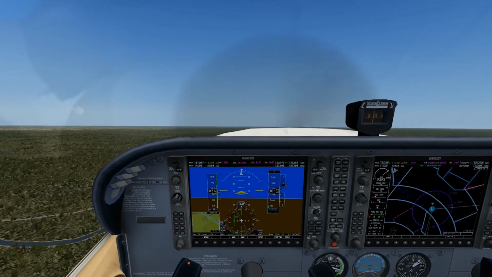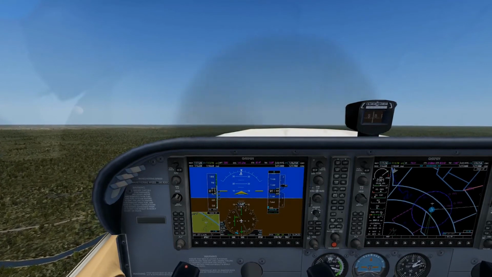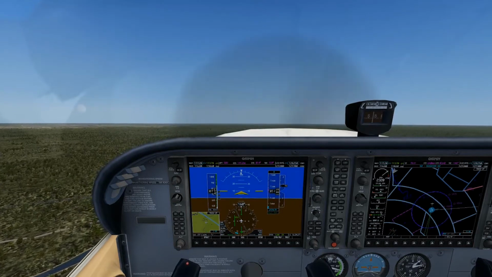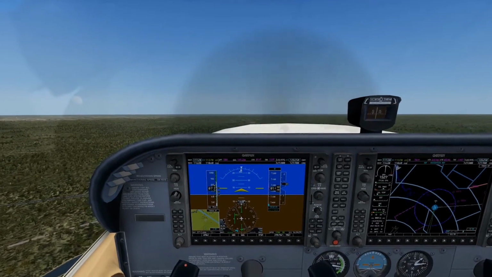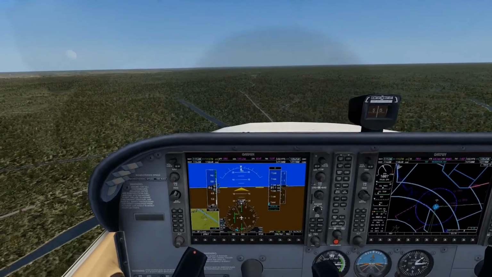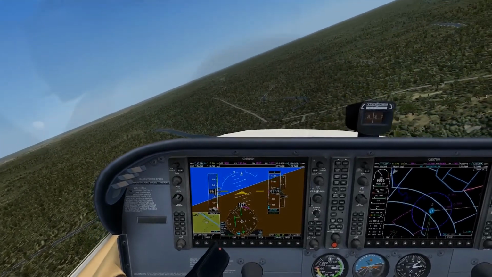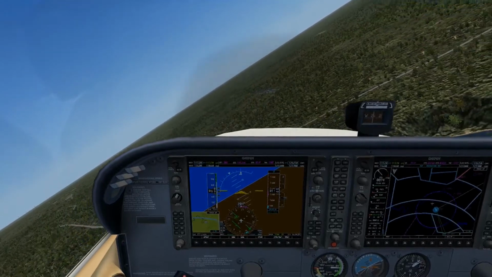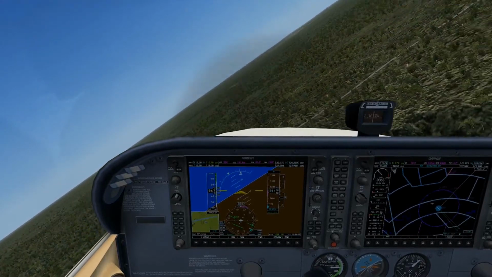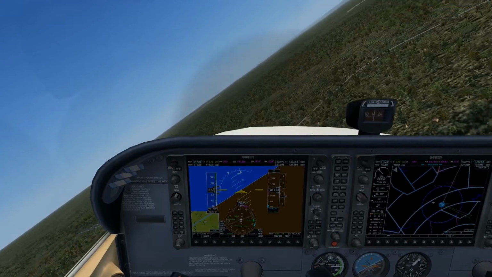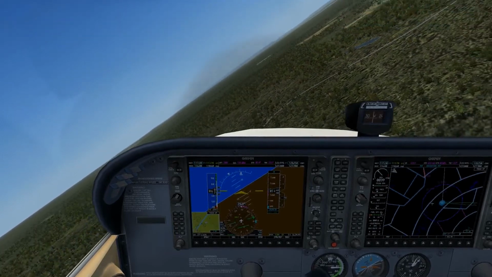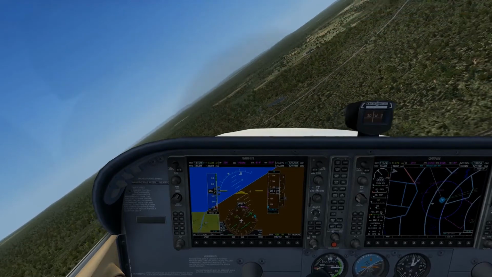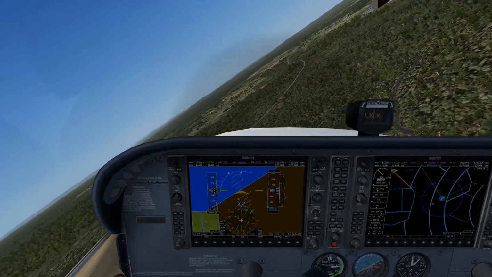And 1,200 feet. Pull the mixture. Induce an engine failure, 3-second delay. Push forward on the yoke. And this time we're going to go into a 35-degree bank angle. And this time our descent rate looks to be right around 1,000 feet per minute, so a little bit more of a descent rate than before.